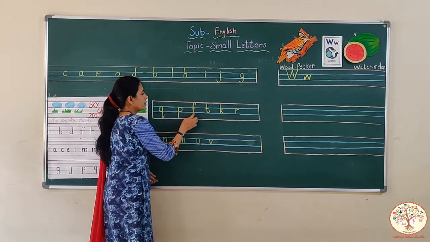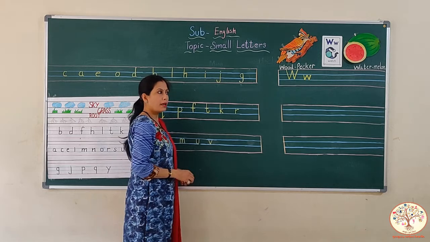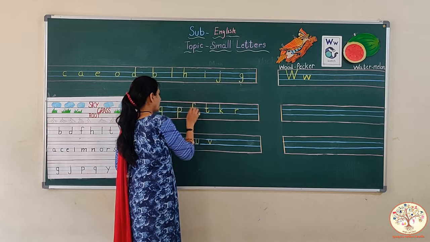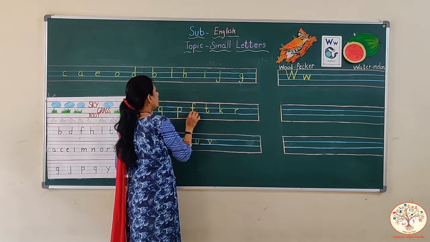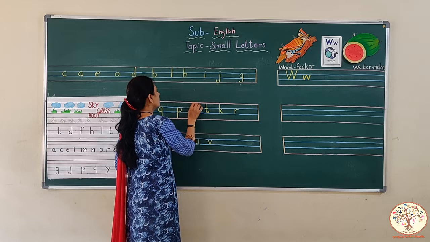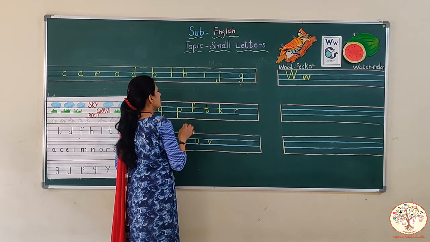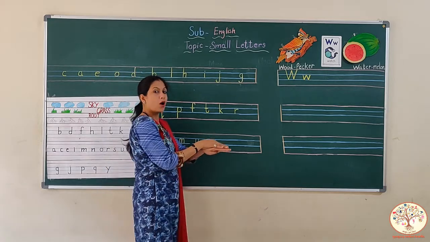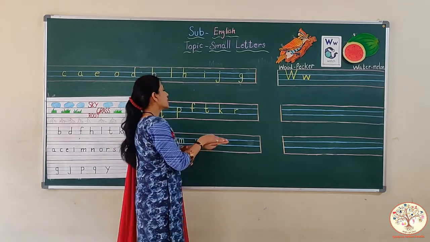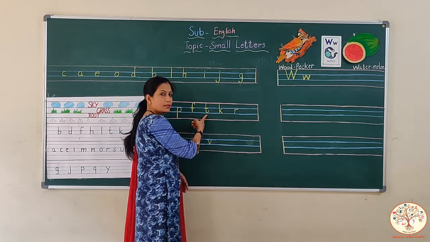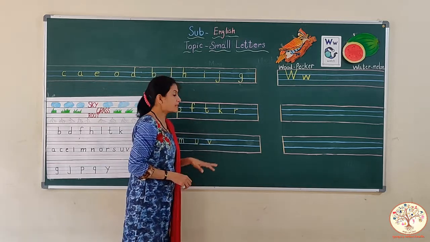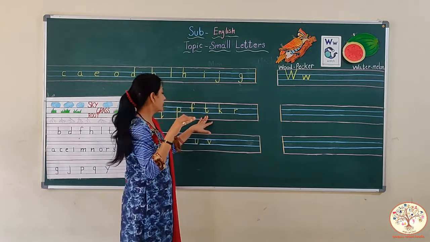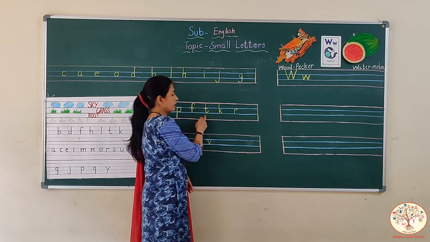Small letter P. And this one is small f. Start from the first line, standing line to the 3 line and a little turn upside and a slipping line. F. Small f. F says fur. And this one is, yes, T. T says ta. This is small t, okay.